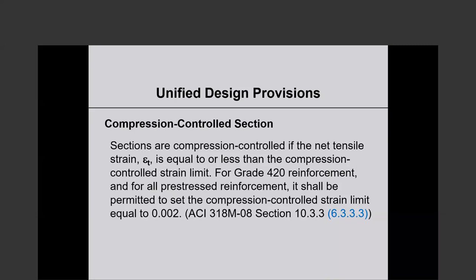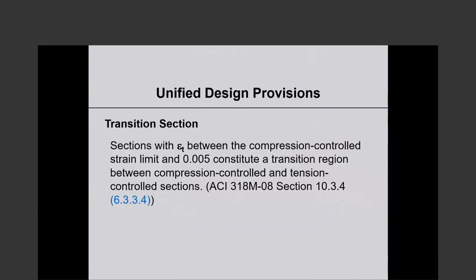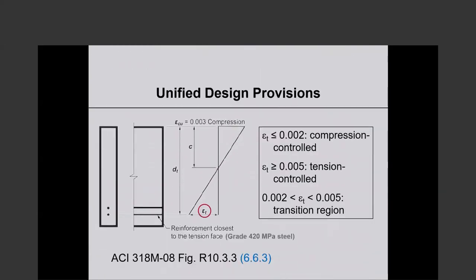If the net tensile strain is 0.002 or below for grade 420 reinforcement, then your section is compression controlled, 0.002 or less. If the net tensile strain is 0.005 or more, your section is tension controlled. In between, if the net tensile strain is between 0.002 and 0.005, your section is a transition section.